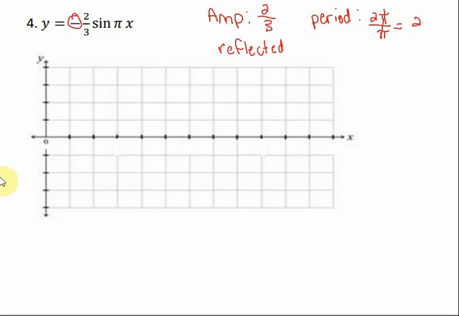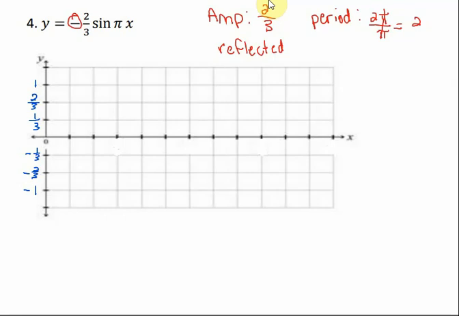So on our y-axis, since our amplitude is 2/3, and you can make these spaces whatever you want it to be. So since the amplitude is 2/3, I'm going to say, well, this is 1/3, and this would be 2/3, and then 3/3 or 1. Okay, so negative 1/3, negative 2/3, and negative 1.